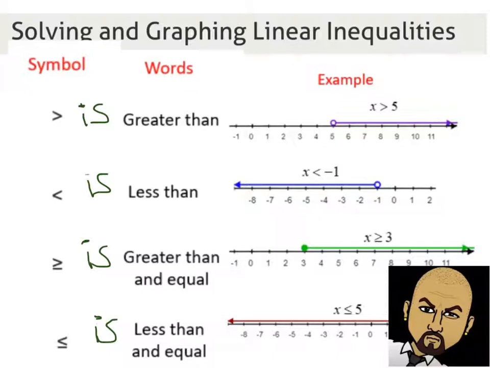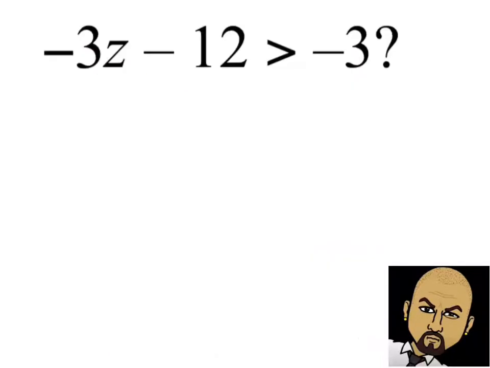Now let's go ahead and solve some inequalities. Here we have negative 3z minus 12 is greater than negative 3. Now we're going to continue to use the steps that we did in class, but I'm not going to write them out. I'm just going to get started because this video would be way too long.